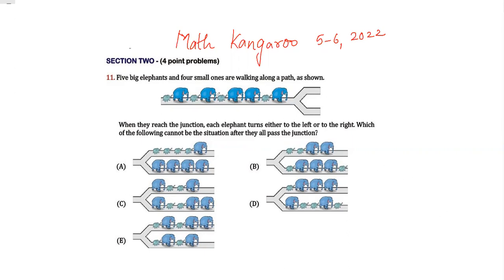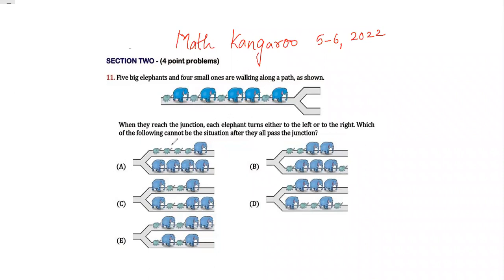So now they are saying we have 5 big elephants. So you have one, two, three, four, five. 5 big elephants, and we have 4 small ones which are walking along the path. So this is the path and this is the junction. So either they can go this side or they can go this side, right? But the main thing here is they have to follow the same order. Like if the big one, so let's just start.